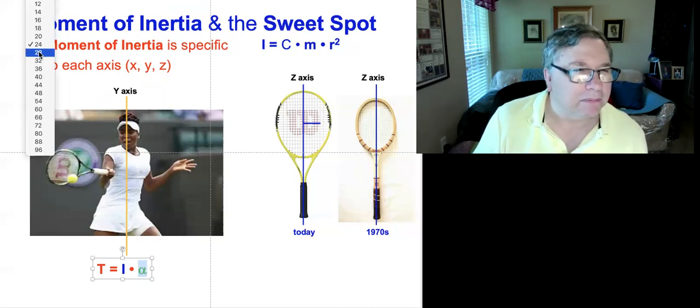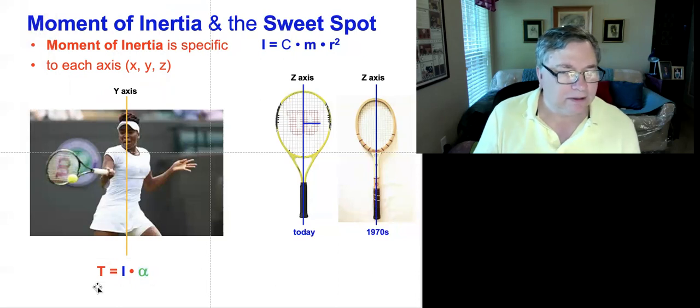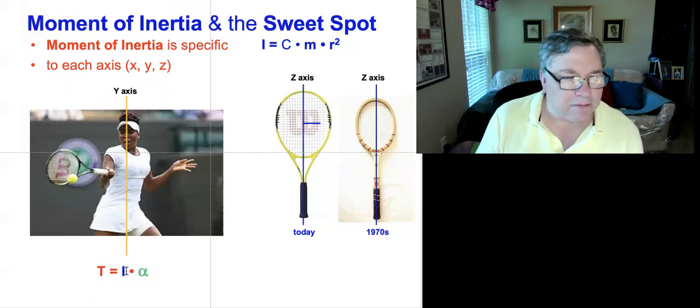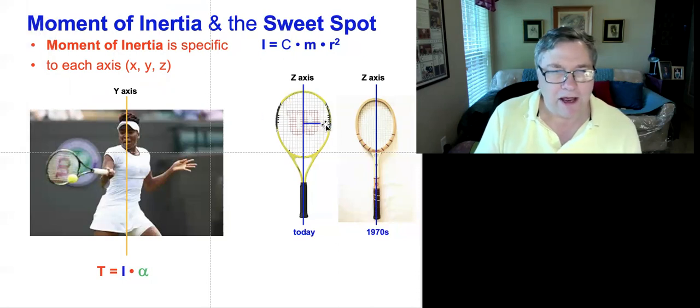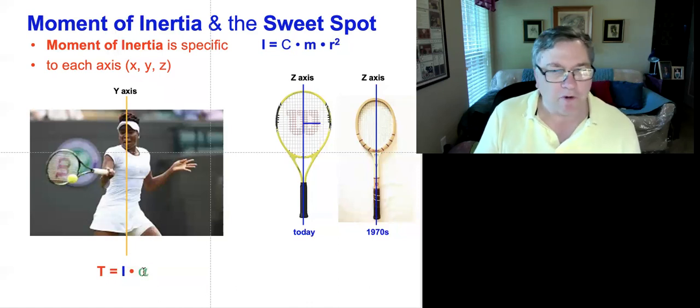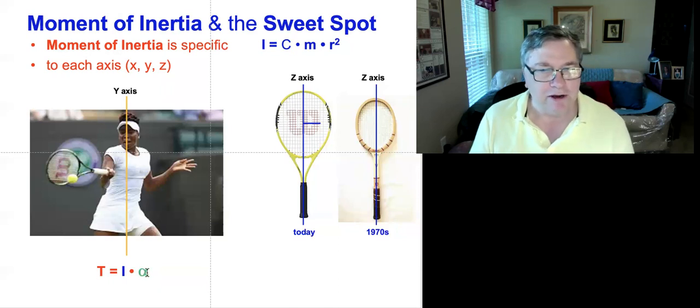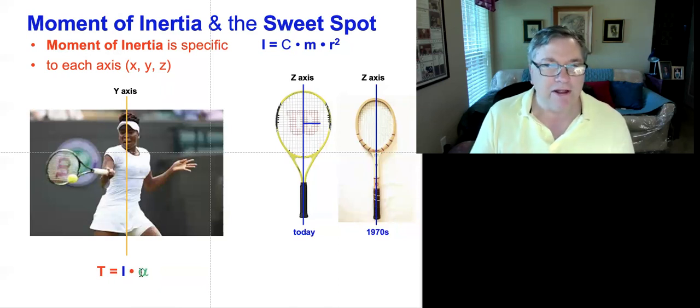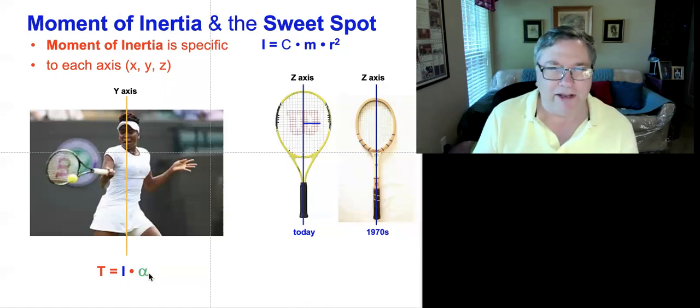Maybe I'll make this a little bit bigger. There you go. Okay, so the moment of inertia is elevated because you've increased that sweet spot and distributed the mass farther away from the axis of rotation. Since moment of inertia and angular acceleration are inversely related, the angular acceleration is going way down. It's not going to twist in your hand easily.